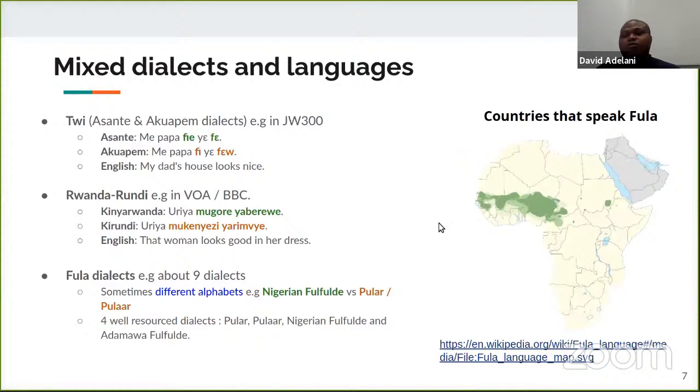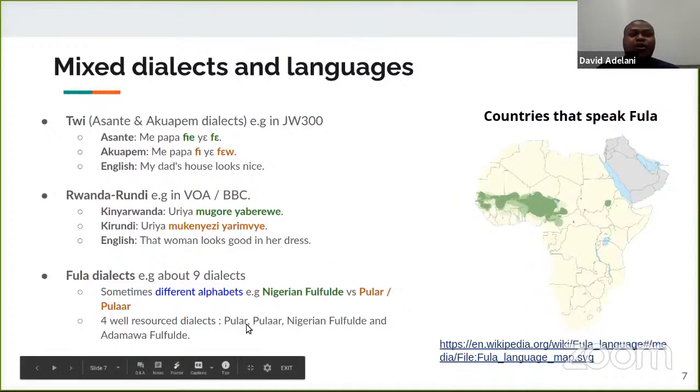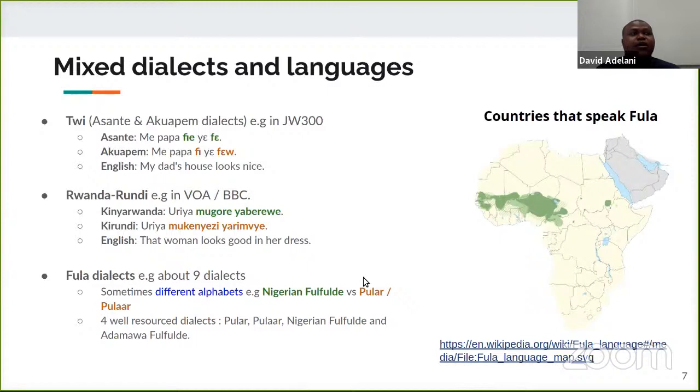Another one is Fula dialect. The Fula language is a very interesting language because it's spoken across West Africa, and also in Central Africa, just because the speakers of this language are nomads, so they move around a lot. Over history, the language has also changed a lot, and it's written with different alphabets and influenced by different cultures. Because of that, we have so many dialects, and some actually have a lot of resources, like Pular, Nigerian Fulfulde, and Adamawa Fulfulde. So they have quite a number of resources online.